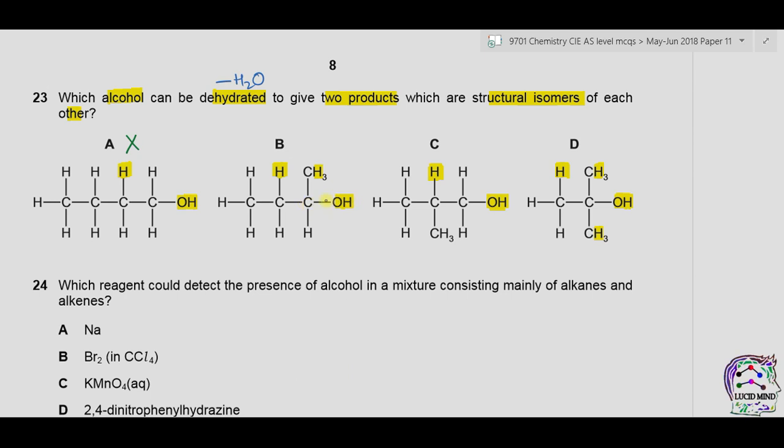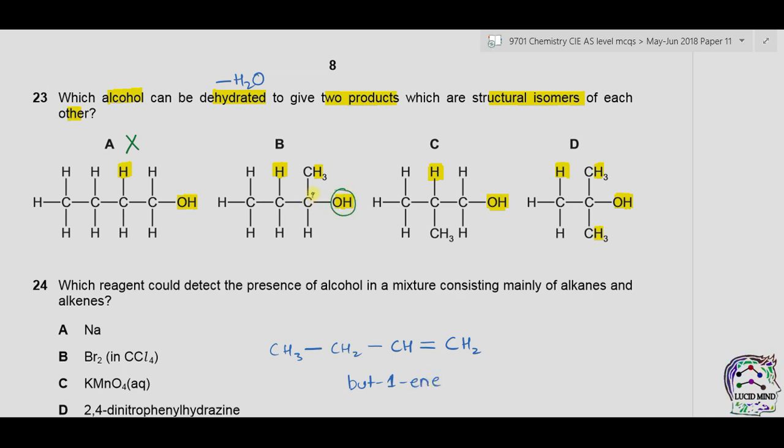In B we can remove OH from this carbon and hydrogen from this carbon, then the product will be like this. We have CH3, CH2, then this carbon with just 1 hydrogen left. OH is removed, and this carbon atom having 2 hydrogen atoms. As the double bond is between the first and second carbon, it is but-1-ene.